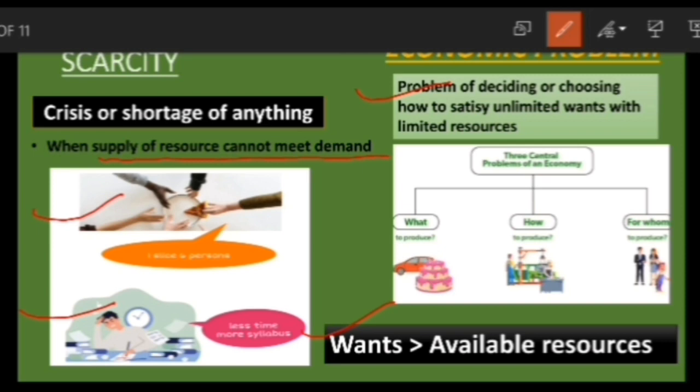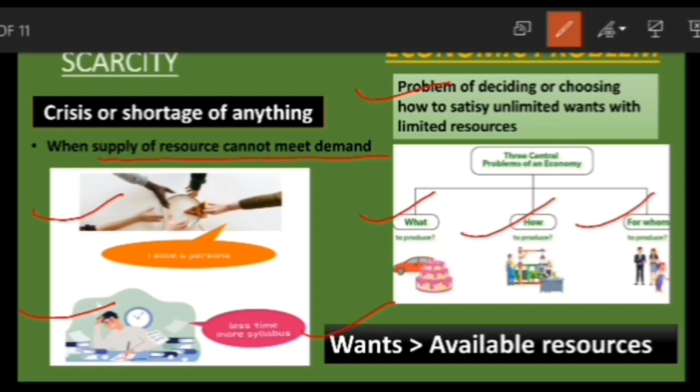And due to this economical problem, or to resolve this economical problem, we have to plan or allocate our limited resources in a most effective or efficient manner so that every individual could be able to fulfill at least their daily or day-to-day needs. So, for this purpose, 3 major things we need to keep in our mind. First, what to produce. Second, how to produce. And third, for whom to produce.